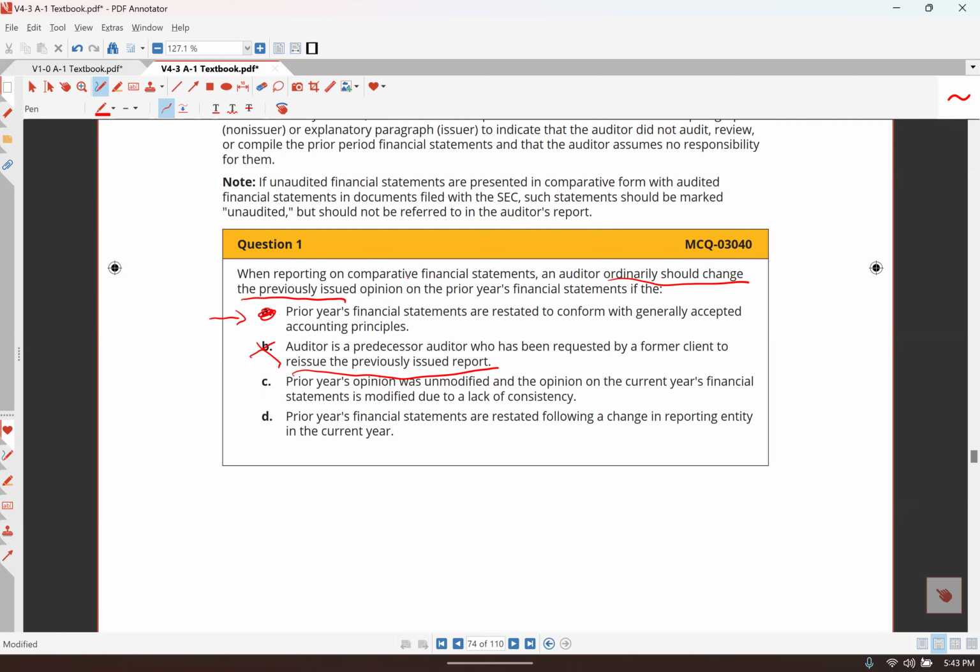Now, let me look at D. Prior year statements are restated following a change in reporting entity. First of all, you wouldn't use the term restatement for that, because that, now I'm talking accounting rules, is something that we call a retrospective change, not a restatement.